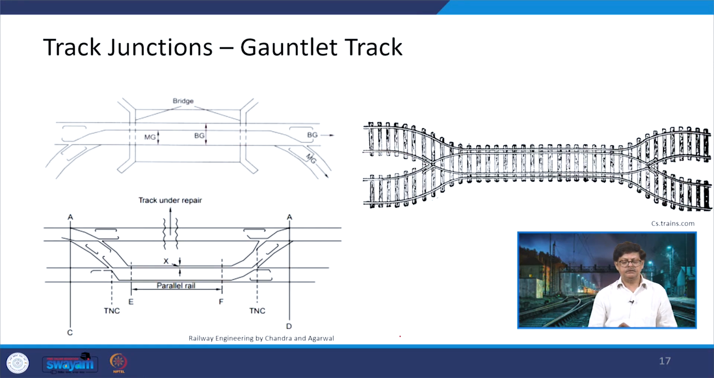So you can see here there is a broad gauge and there is a meter gauge. They have been jointed together, there is a bridge at this location. So both of the tracks are just moving here. So only a single bridge is required, the width of the bridge is being reduced by making a combination of that.